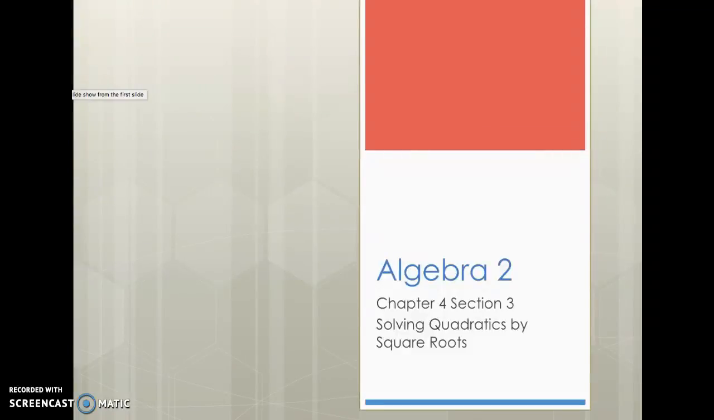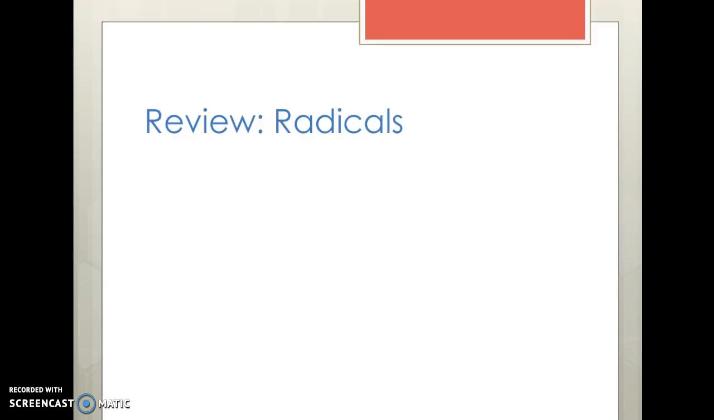This is Algebra 2, Chapter 4, Section 3, Solving Quadratics by Square Roots. So you should have just completed homework number 2 in your homework packet. That was solving quadratics by factoring. So let's take a review from Algebra 1.